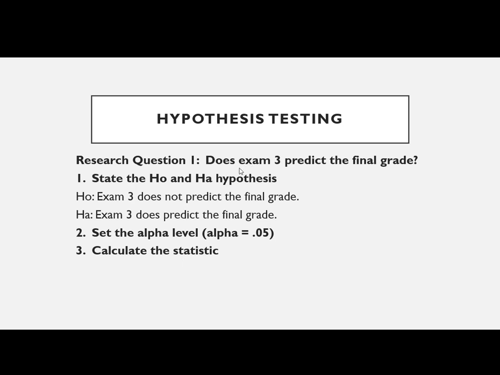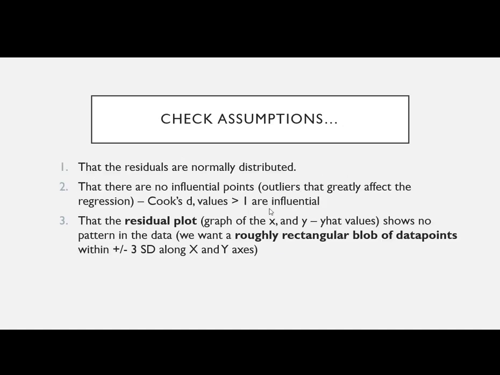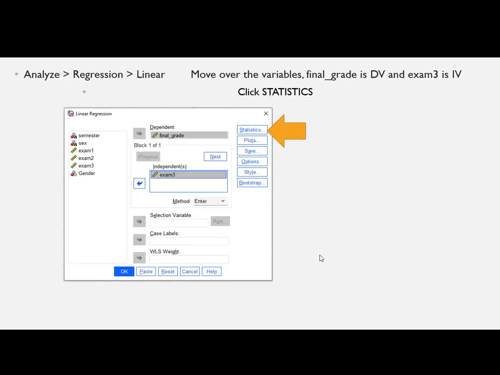So the research question is, does exam 3 predict the final grade? The null is that exam 3 does not predict the final grade, and the alternate is that it does. Alpha is .05, we'll calculate this test statistic. We're going to remember to check assumptions. Residuals are normally distributed. We're going to check Cook's D for influential points. We want to look to be sure that our residual plot is a roughly rectangular blob of data points.